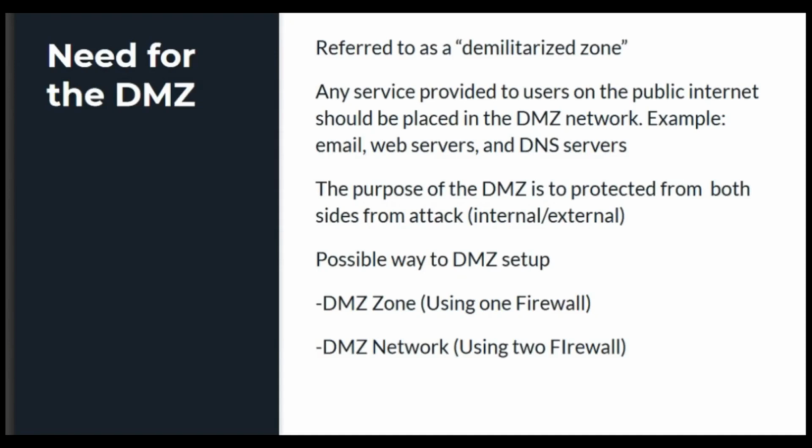So a host in the DMZ can communicate with both the internal and external network, but communication with the internal network is tightly restricted. And then there are two possible ways to construct a network with a DMZ. The two major methods are using a single firewall or a dual firewall, meaning using two firewalls. Using a single firewall we call it a DMZ zone, and using a dual firewall, it's called a DMZ network.